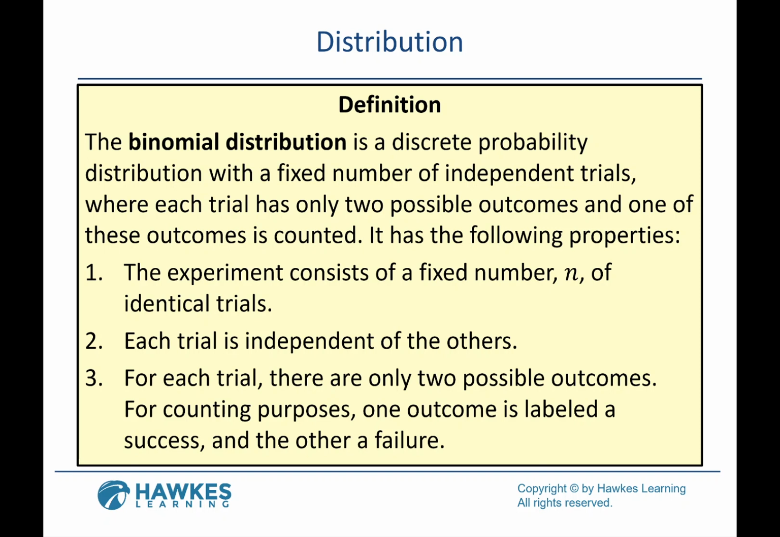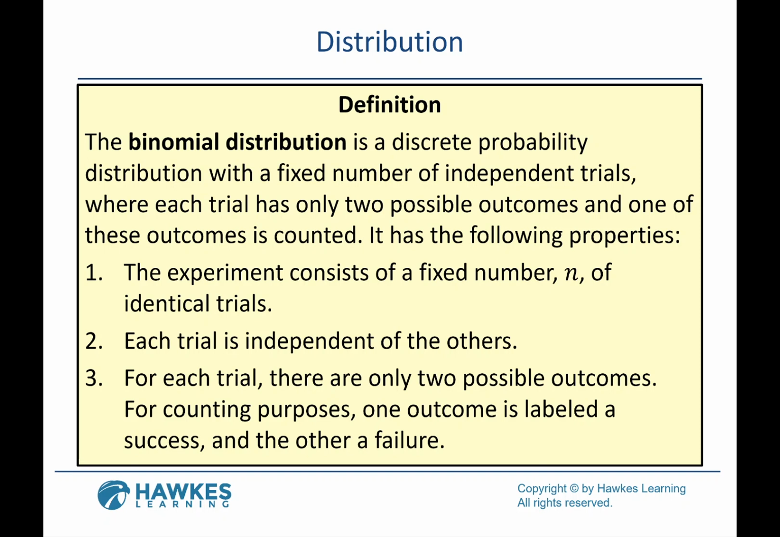Number 1 says our experiment has a fixed number of identical trials. That means whatever experiment we're doing, we're not going to let it go on forever. We have some fixed number, and whatever number of trials we have, we call that n. You can think about it like sample size, like we have been. We want all the trials to be identical. We don't want to change anything between experiments.